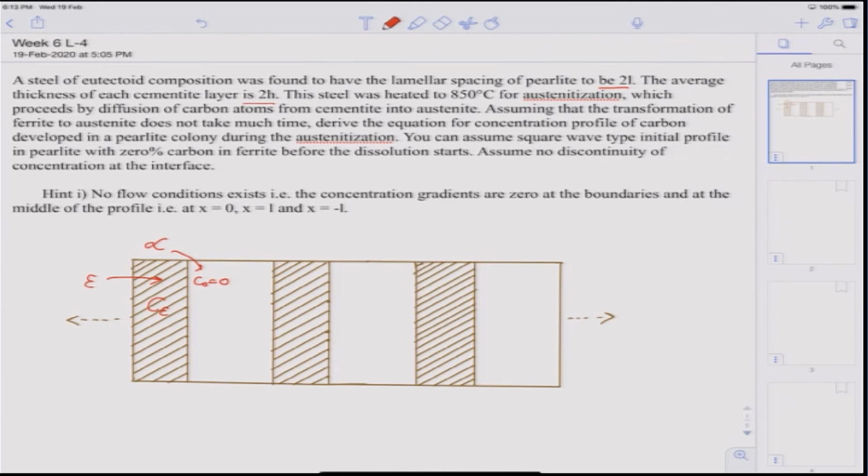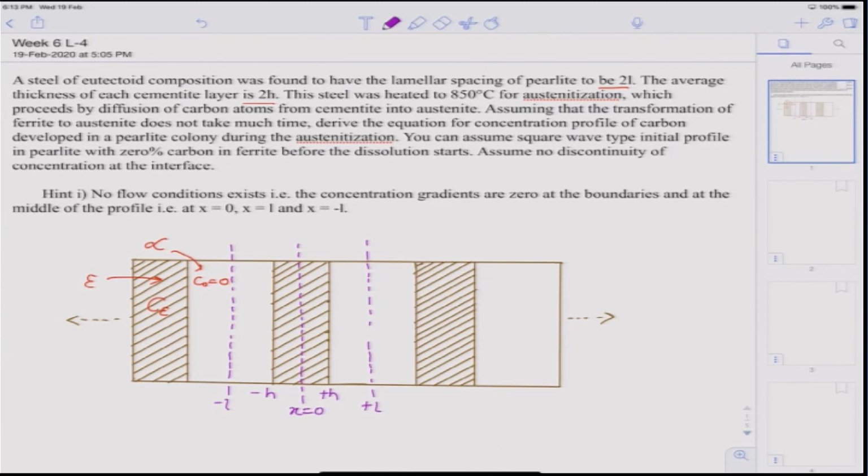So, if we consider x equal to 0 at the center of any of the cementite layers, then the two edges of this cementite layer would be x equal to minus H and x equal to plus H, and since the period is 2L, the centers of the two adjacent ferrite layers will be x equal to minus L and x equal to plus L.